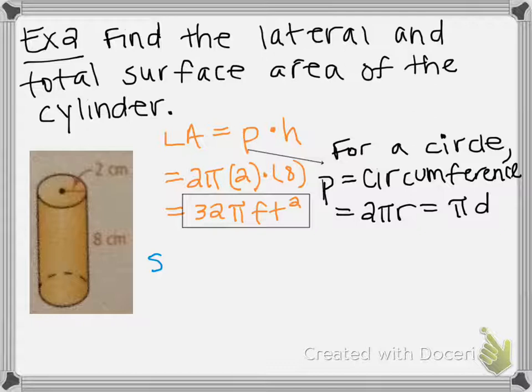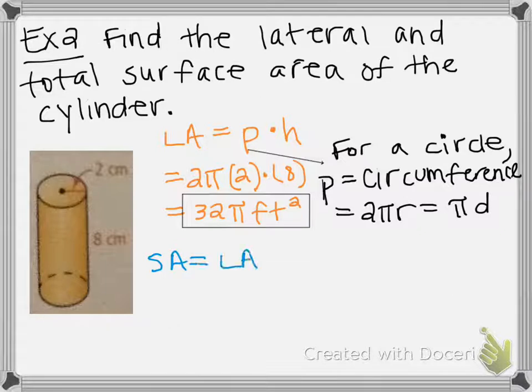I could have, if I wanted to, multiplied the 32 and pi together, but for simplicity's sake, I didn't want to have to use a calculator, so I left it in terms of pi, and it looks like a much neater answer. So now to find surface area.